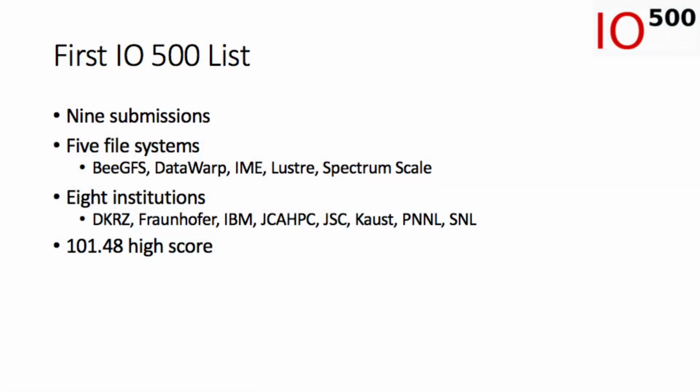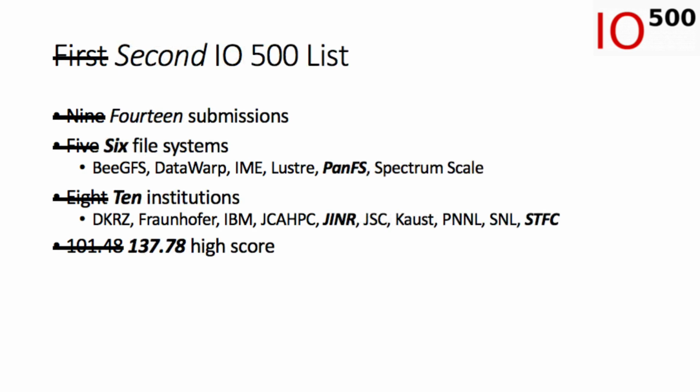So the first list had 9 submissions, 5 file systems: BeeGFS, Data Warp, IME, Lustre, and Spectrum Scale. We really like this. It's a way for people to get more comparisons across the different file systems to figure out, in that particular bounding box, for their application, maybe what file system makes the most sense for them. 8 different institutions. So in the second list, we did the first list at SC17 and the second list at ISC18. We grew to 14 submissions. We got a new file system. We got a submission from Panasas.